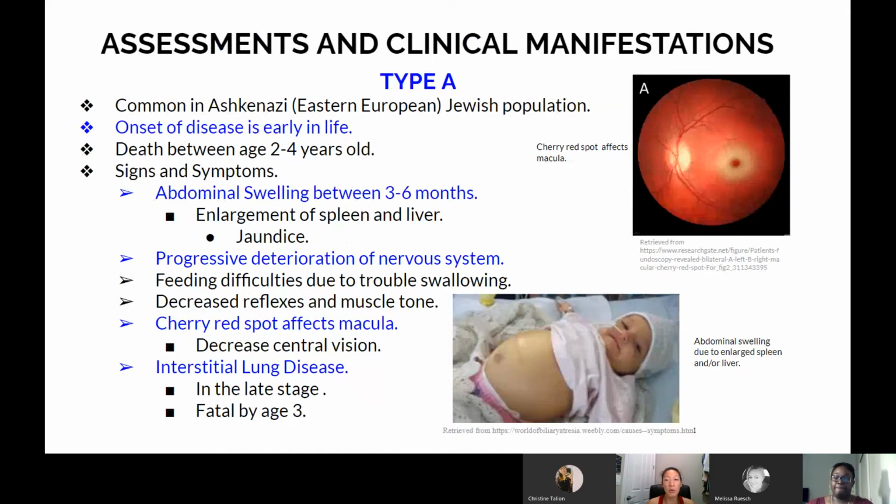For type A clinical manifestations and assessments, you'll commonly see type A in the Ashkenazi Jewish population. Now this is also common for type B and type C. Type A is an early onset in life, so it's very severe and fatal, and death occurs between the ages of 2 to 4. The common symptoms and signs that you'll see are abdominal swelling between ages of 3 to 6 months, and a sign of jaundice due to the enlargement of the spleen and liver.